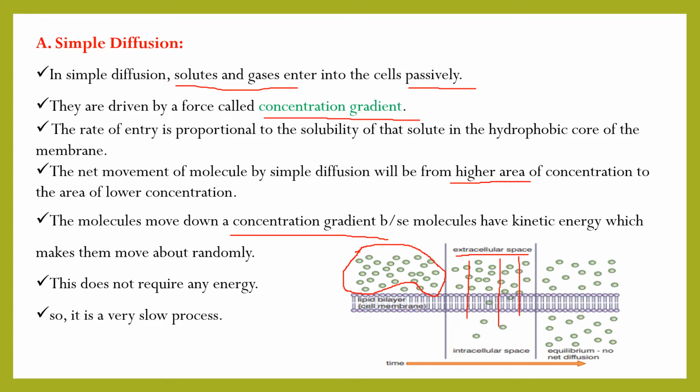Because every molecule has its own kinetic energy, they move here and there, but the net movement is what is considered in diffusion. In simple diffusion, there is no requirement of energy, so cells do not expend any cellular energy for simple diffusion, and it is a relatively slow process.